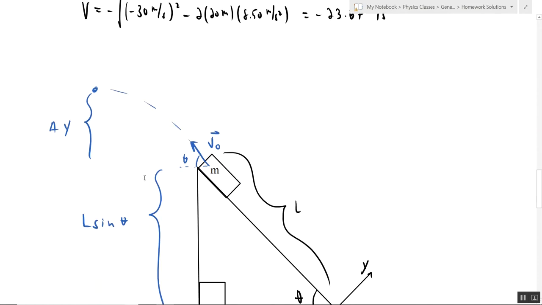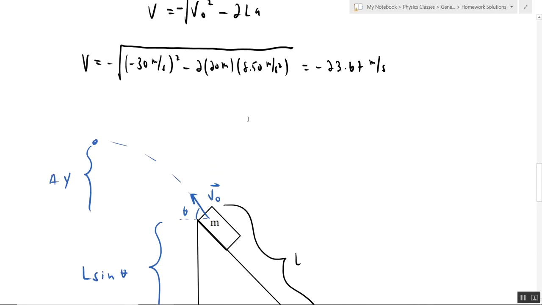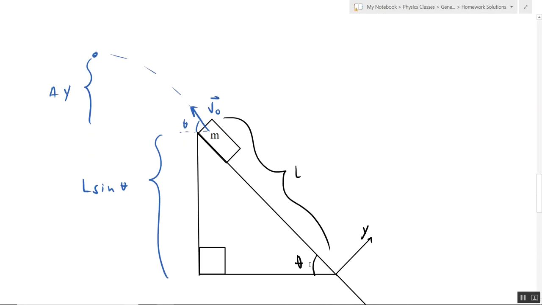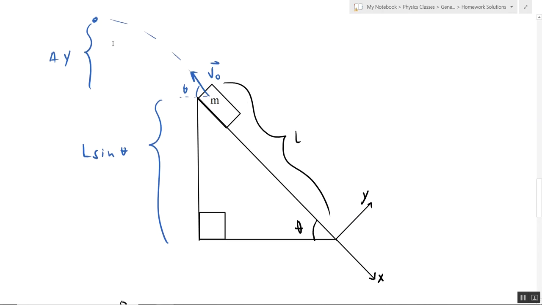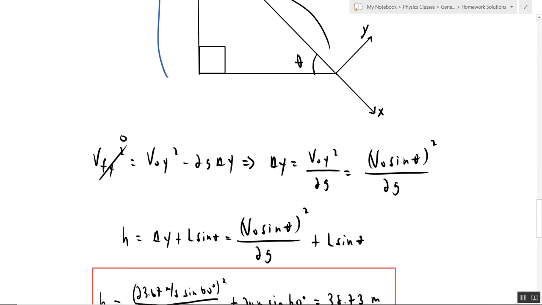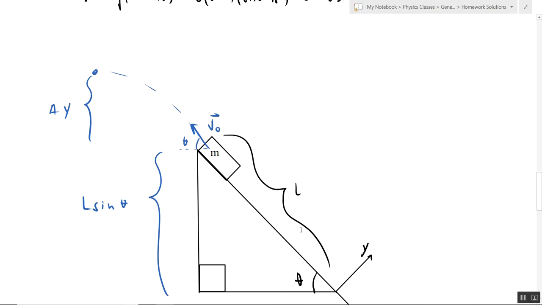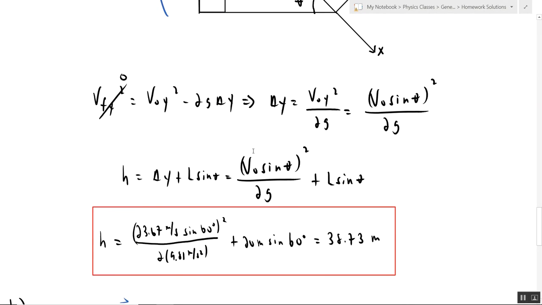Then the question is, how high does it go relative to the base of the incline? Well, now it becomes a projectile, right? And it's moving at this speed at the same angle as the angle of the incline. So you can find delta y for the projectile. It's v0y squared over 2g, because at the maximum height, vfy is 0. And v0y is v0 sine theta, where theta is the angle of the incline, and v0 is the velocity that it leaves the incline at.